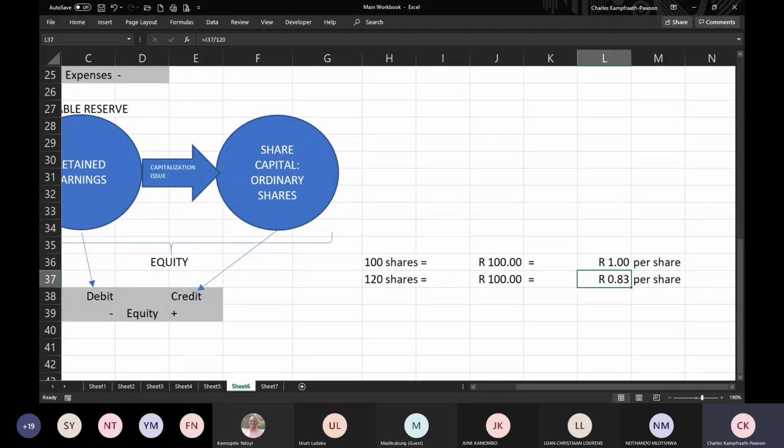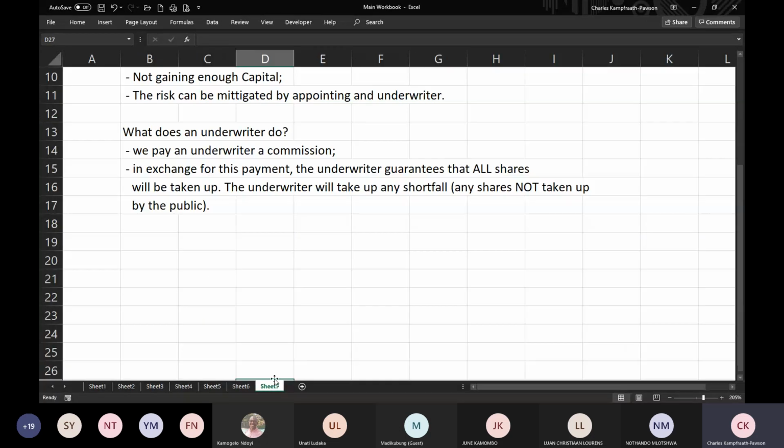Because what I actually did, I also transferred 20 Rand from retained earnings. So the value stays the same. If you guys have got any questions, you can let me know.